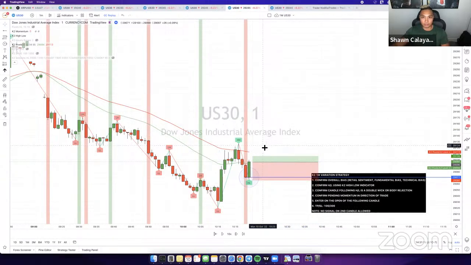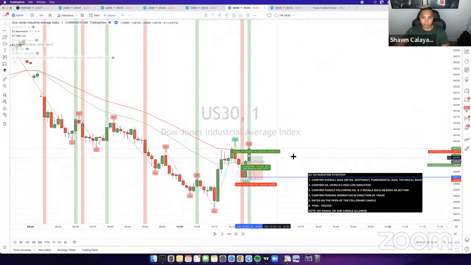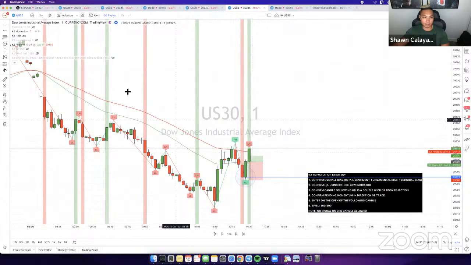You have everything lined up right there. You let the trade run, and there you go, full TP. And this is why you want the pending momentum, because when you have a pending momentum like that, it blasts right through your TP with little to no drawdown at all. So there's an example for a buy.